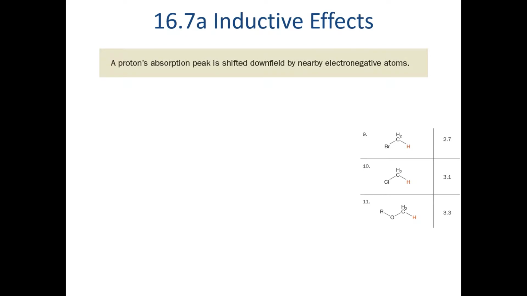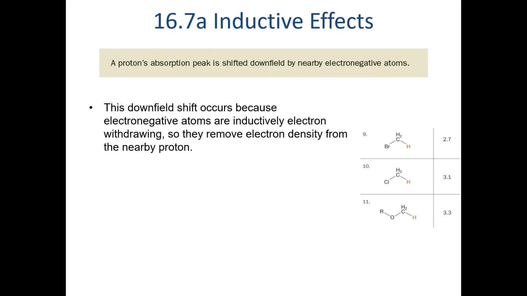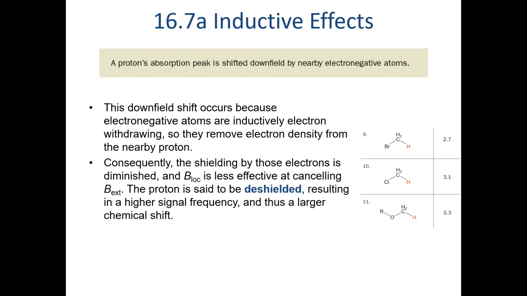Just to make sure that we hit this home, right? The 2 main ways that we see differences in shifts are inductive effects and magnetic anisotropy. So inductive effects come from electron withdrawing atoms that are nearby. And so we saw that in this trend, 9, 10, and 11. Bromine is less electronegative than chlorine, and so it shifts less. Oxygen is more electronegative than chlorine, and so it shifts more. The larger the shift is always, in these cases, from different electronegativities coming from the most electronegative atoms.